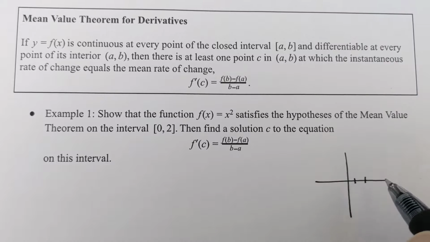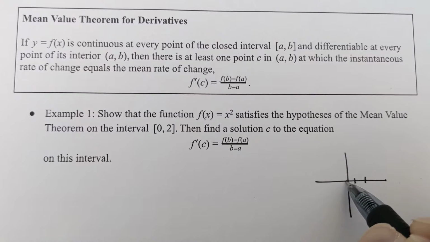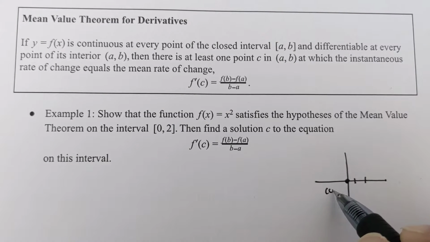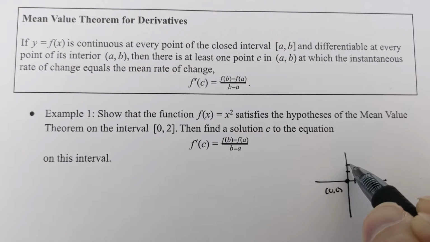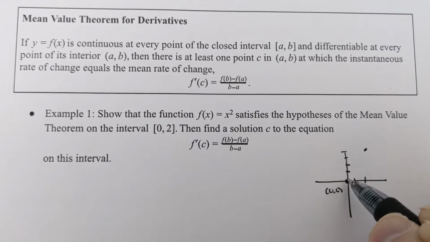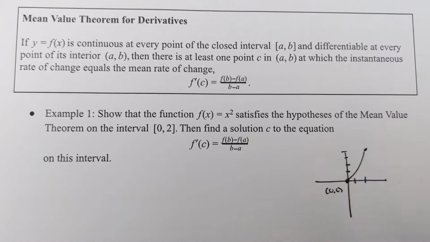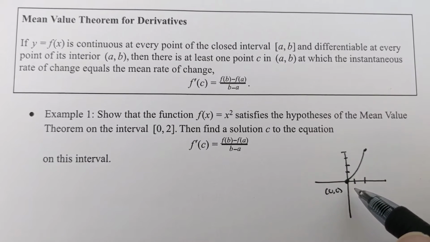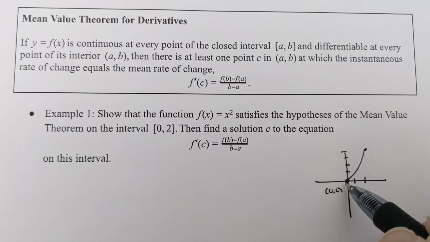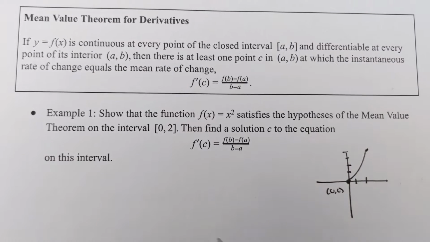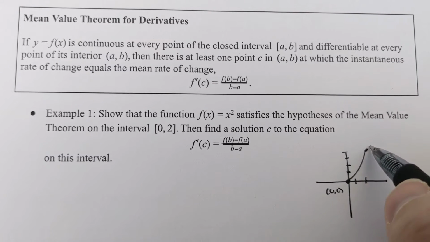So when x is 0, y is 0. When x is 2, the function has a value of 4. So there's the graph of x squared between 0 and 2. So continuous, check. Differentiable, no corners, no cusps, so also differentiable. So I can actually work this problem out. So this point appears at (2, 4).